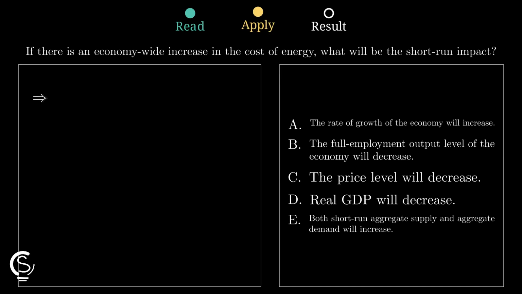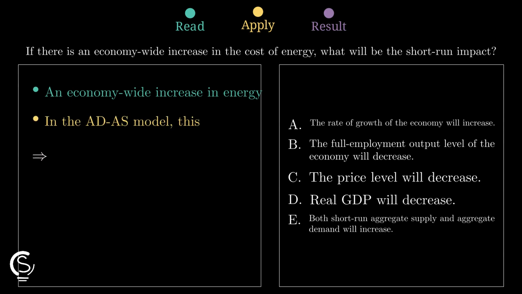In our economic model, this massive increase in production costs causes the short-run aggregate supply curve to shift to the left. This movement represents a decrease in the total supply available. As the supply curve shifts left, the price level rises and output falls. Real GDP decreases, making option D the winner.